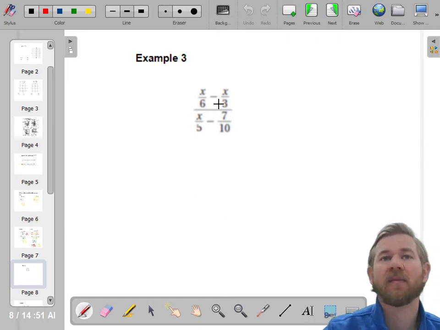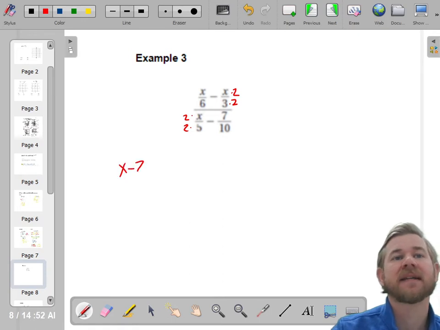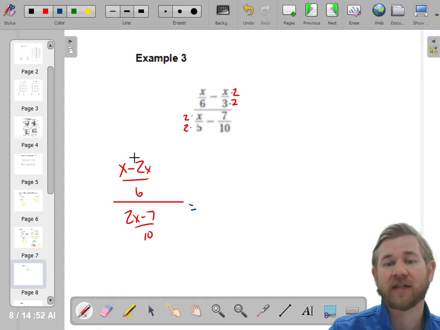Look at the least common multiple for those two will be 6, so I'm going to double this guy, and this guy, the least common multiple will be 10. So in the top, I have x minus 2x over 6, because they're both over 6, and in the bottom, I have 2x minus 7 over 10.